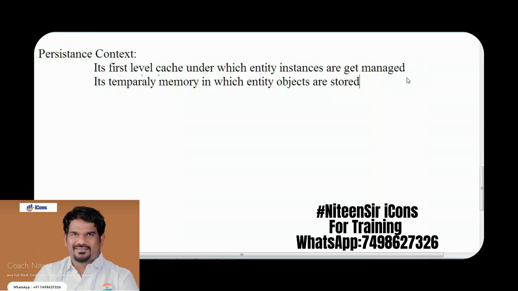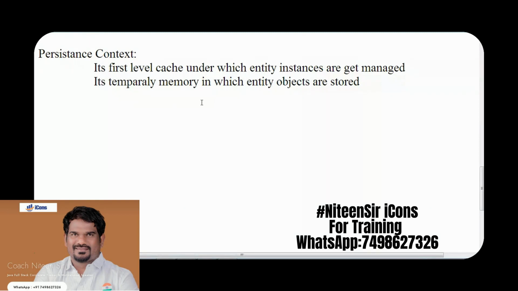Each entity manager which we have created will have its own independent persistence context. That means if I create the first entity manager, it will have a separate memory. That is the first level cache, in which whatever object we are trying to store into the database, or retrieve from the database, gets stored in that temporary memory. And that temporary memory is nothing but the persistence context.